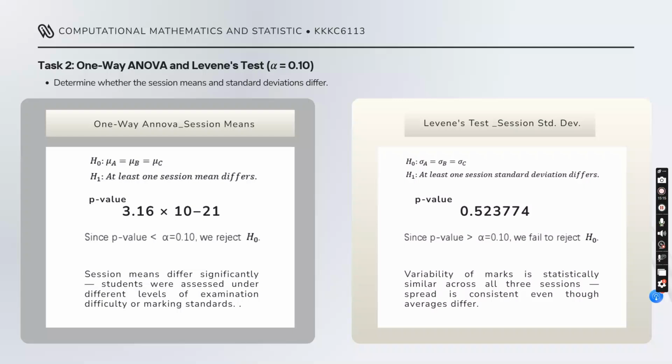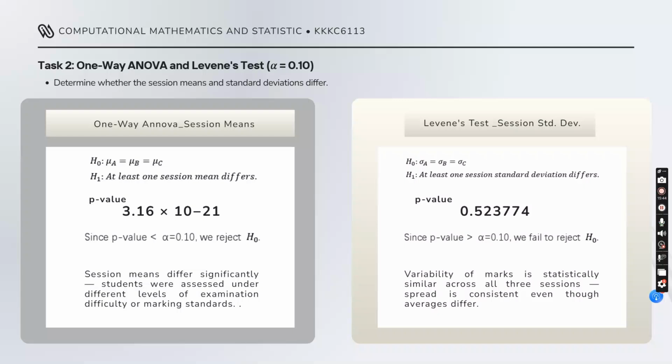Next, Levene's test was used to compare the variability of marks. In this case, the p-value is 0.524, which is greater than 0.10. Therefore, we fail to reject the null hypothesis. This indicates that although the average marks are significantly different, the spread of marks is statistically similar across the three sections. These two findings are very important.